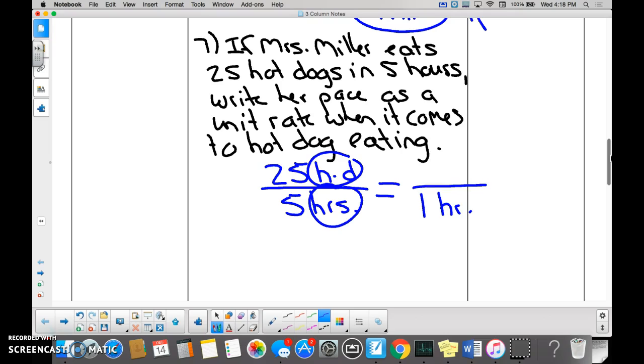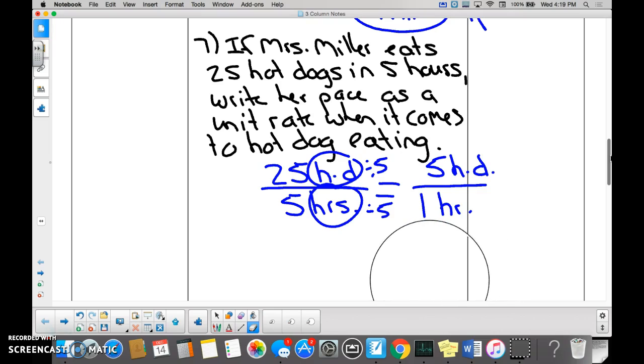So how did we get from 5 hours to 1 hour? Divided by 5, right? So if we divide that by 5, it's just like reducing fractions again. Divide the 25 hot dogs by 5, you have to divide the top number by the same as you divided the bottom number to get to your 1 hour, or your unit rate. So 25 hot dogs divided by 5 would be 5 hot dogs per 1 hour. And if you do the math on that, if she eats 5 hot dogs every hour, is she going to get to 25 hot dogs in 5 hours? Well, of course she is.